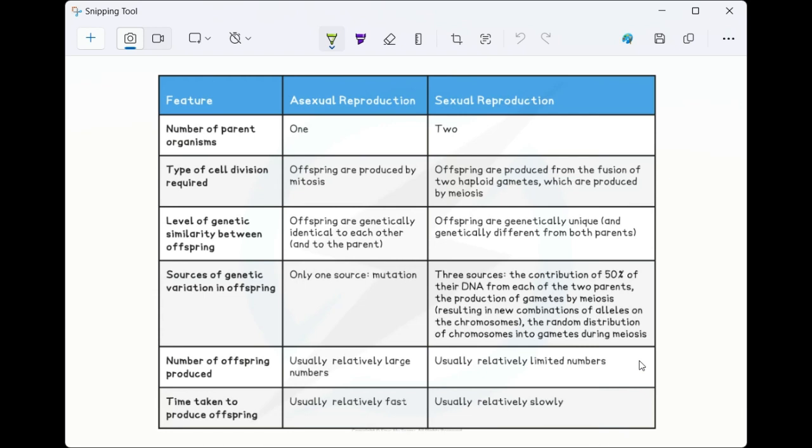Sperm cells and egg cells are known as gametes, and to make gametes, you need to do meiosis. Meiosis is the process of making gametes, and they should only have half the chromosomes of a normal cell. So a sperm cell will only have 23 chromosomes, whereas a normal cell should have 46.